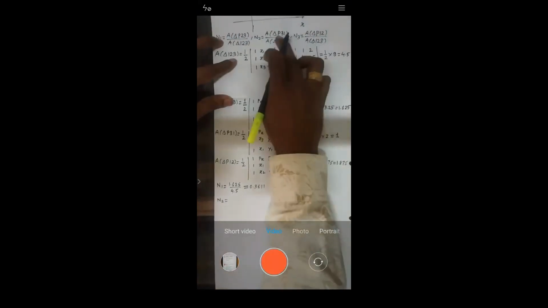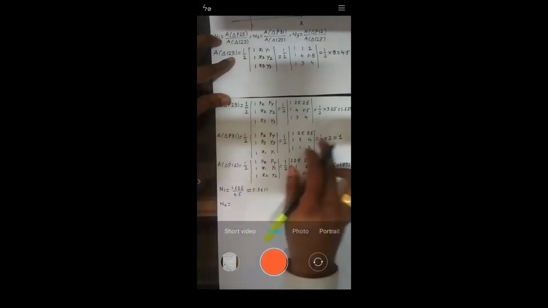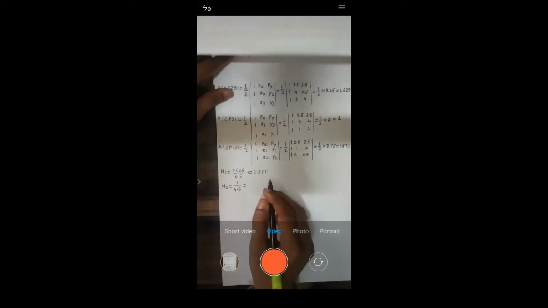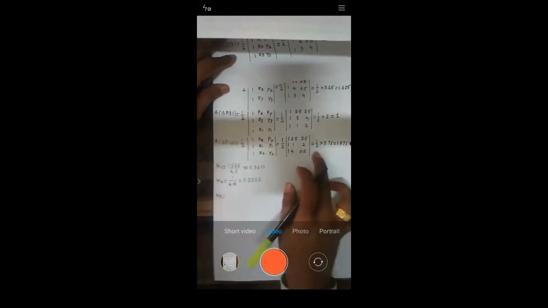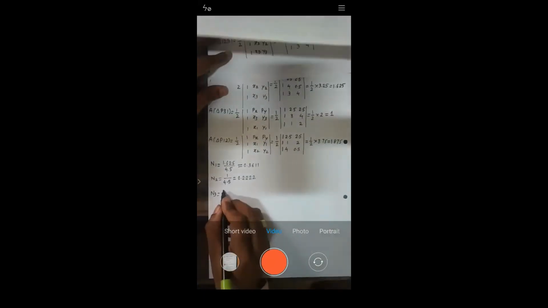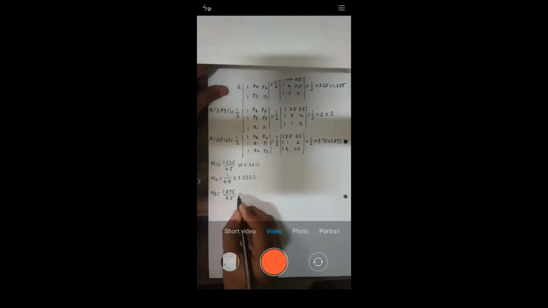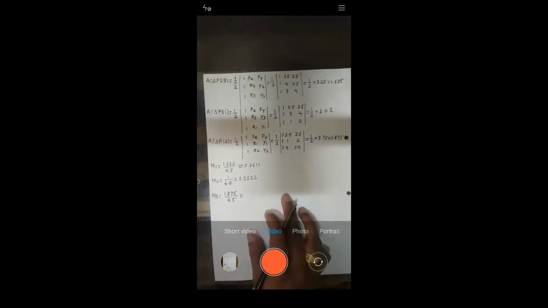Now we will calculate N2. What is N2? Area of triangle P31. This is P31. It's 1, upon area of triangle 123. It's 4.5. So tell me. 0.2222. Okay. Now calculate N3. How will you calculate N3? Area of triangle P12. This is P12. That is 1.875 upon area of triangle 123. That is 4.5. Right? So how much you're getting? 0.4166.